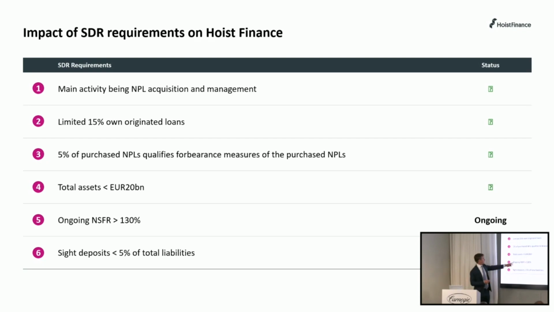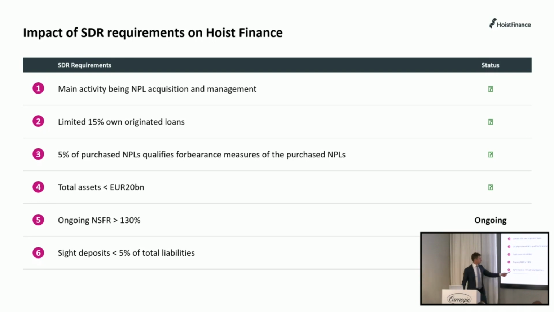And then the ongoing NSFR, so net stable funding ratio. This is the long-term stable funding. This is what the banking sector, or the regulators, put in place to ensure that the long-term funding is in place for the banks. And this is normally 100%. So they hiked this to 130%. And this is something that will impact us. And I'll come back to that on the next page.